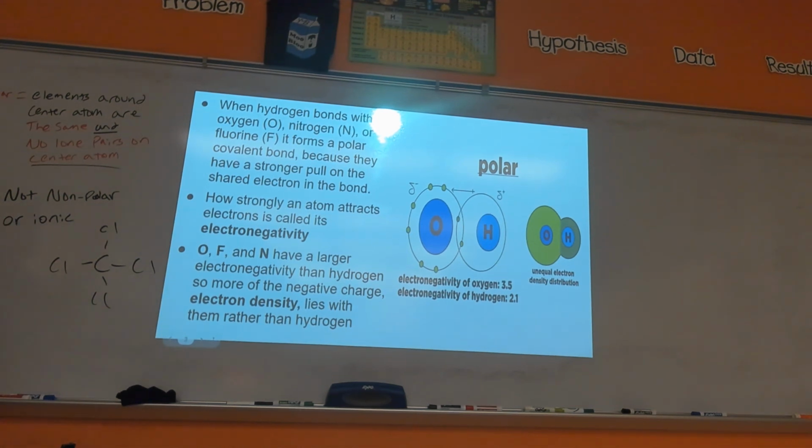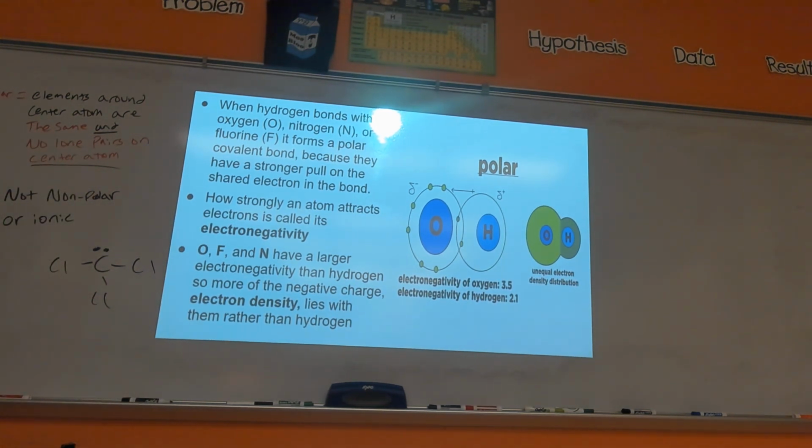All right, so to understand polar or nonpolar, this would be a nonpolar molecule because all the elements around the center atom are the same and there are no lone pairs. I emphasize the "and" because let's say I change this molecule to include a lone pair of electrons. This molecule technically wouldn't actually exist, but let's pretend like it does.